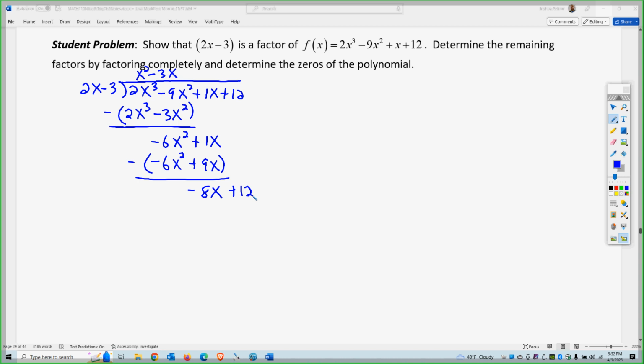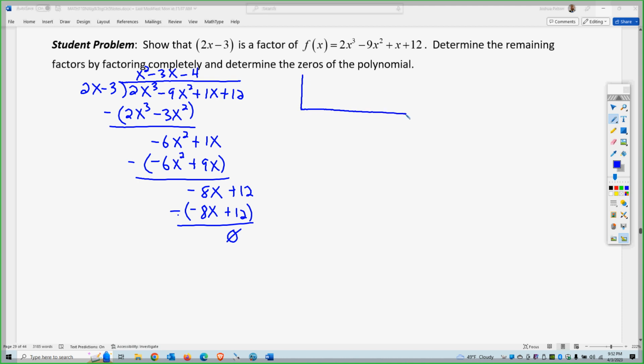So now if I multiply by negative 4, times 2 is negative 8x, and negative 4 times negative 3 is positive 12. So we just proved that it is actually a factor. 2x minus 3 divides in, it is a factor. Let's do it synthetically and see if we get the same thing.